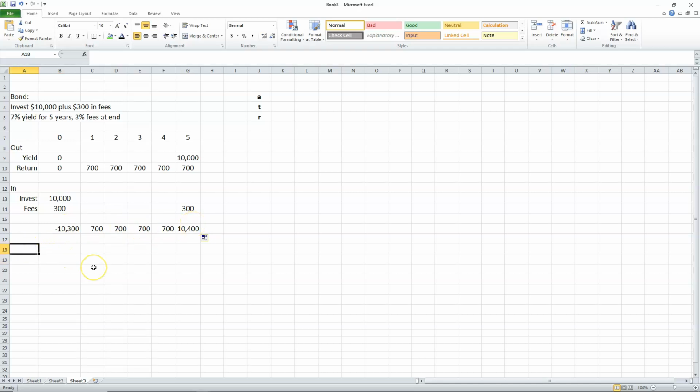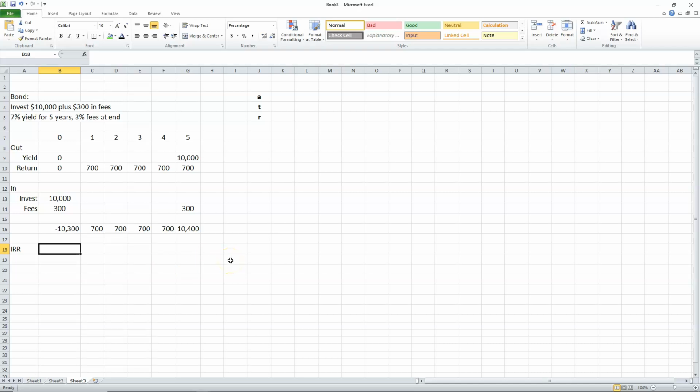Now I need to figure out what's my rate of return on this. How much money am I really getting? Am I really going to get that 7%? No, because I'm losing money every year. And so one way to do it is to use IRR. Now, internal rate of return basically recalculates what that return is every year.